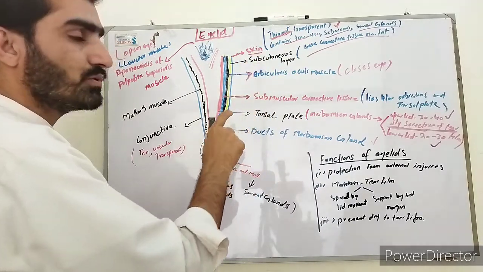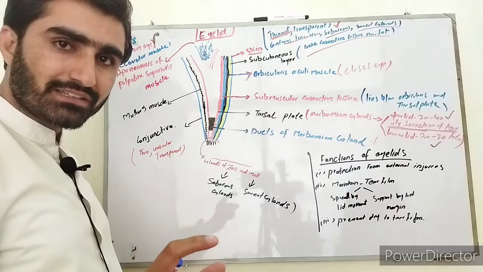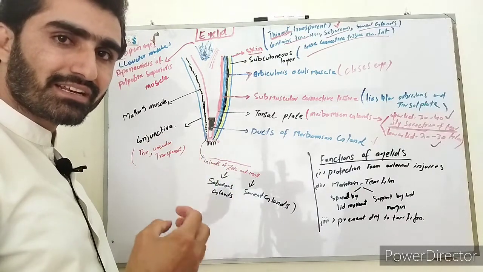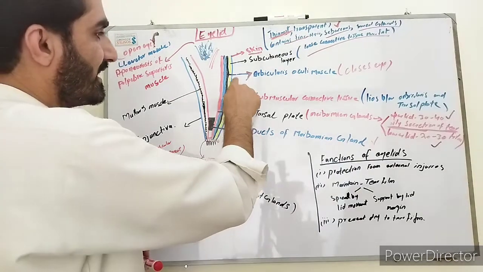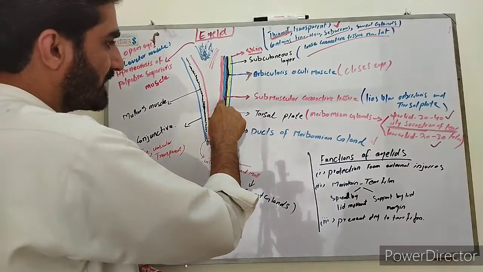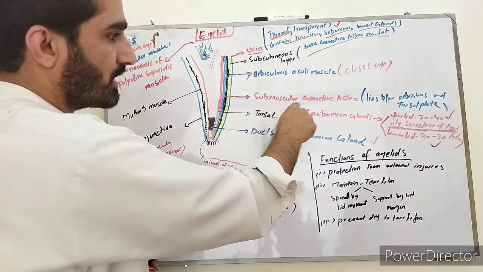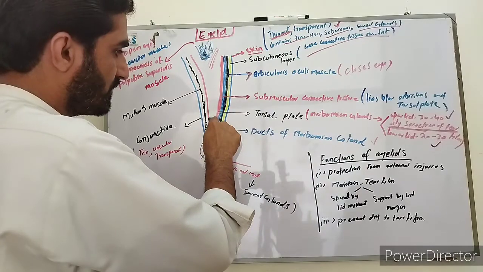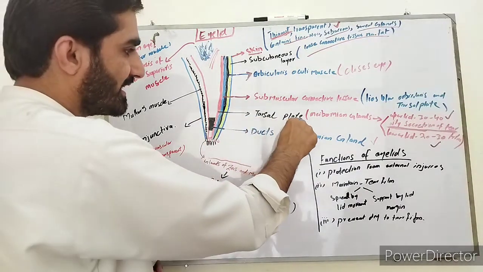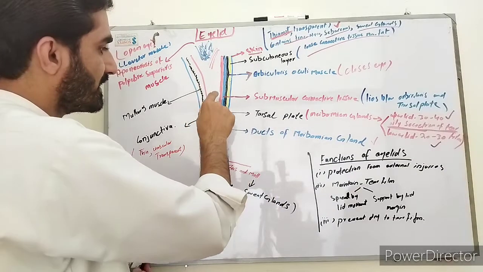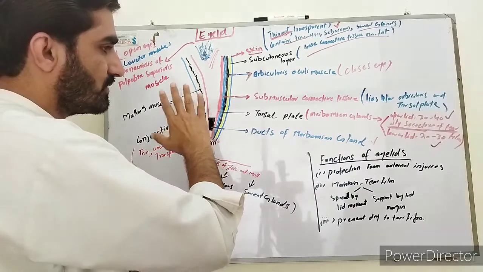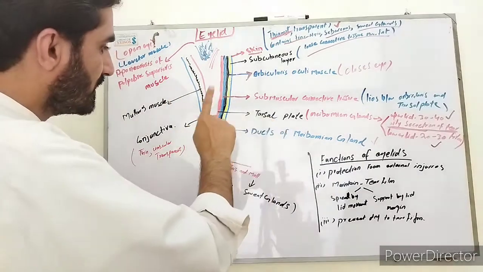Still, I am telling you only the names of the different layers. After that I will explain the functions of every layer one by one. The third layer is the orbicularis oculi muscle. The fourth, blue color layer is the submuscular connective tissue. The fifth and thickest layer is the tarsal plate. This is the most important layer. Listen attentively so that you can understand. There is so much role of this layer, the tarsal plate.